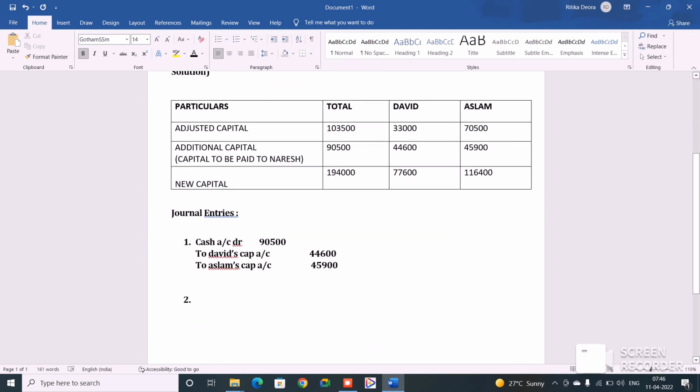And the second entry will be for paying the cash to the retiring partner. So that will be Naresh's capital account debit 90,500 to cash account, because cash is going out. Again 90,500.